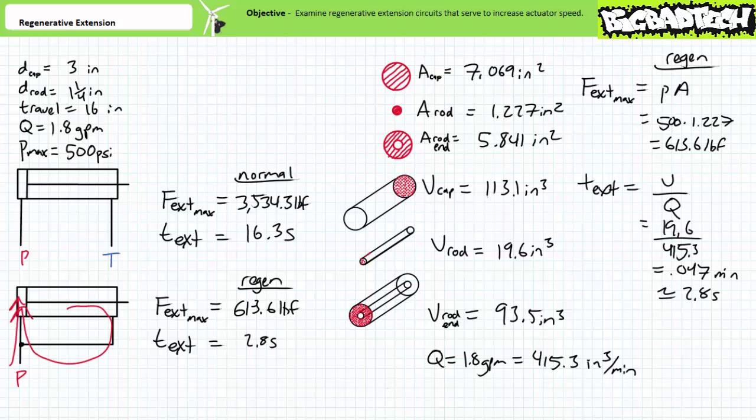In regenerative extension mode, outgoing flow from the tubular rod end volume is routed back into the cap end. Flow must therefore fill the smaller volume of the rod only. Flow rate calculations suggest that this will take approximately 0.047 minutes, or approximately 2.8 seconds. Again, note that while comparatively weaker than normal extension, regenerative extension occurs much faster.